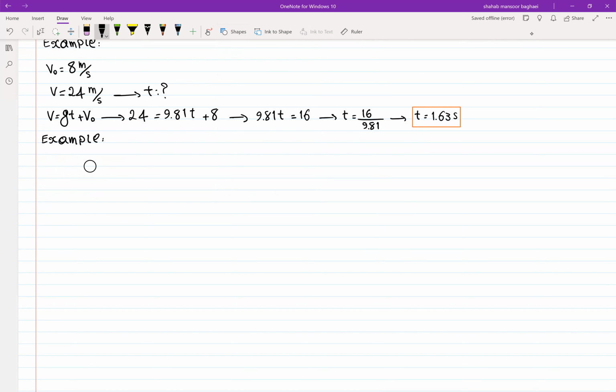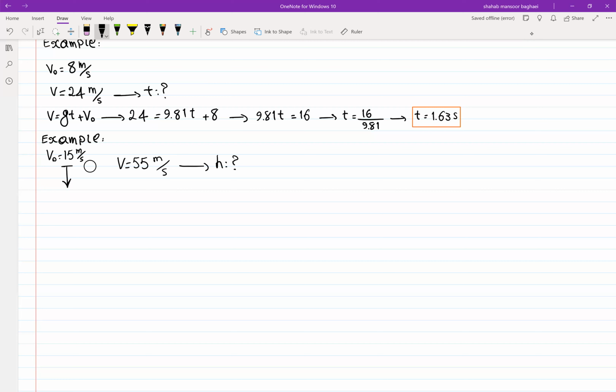There's a falling object here, and it has an initial velocity of 15 meters per second. Here, if velocity is 55 meters per second, what is the displacement or height traveled by this particle or by this falling object?